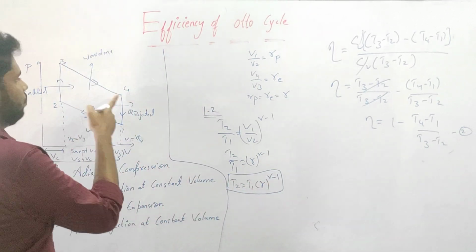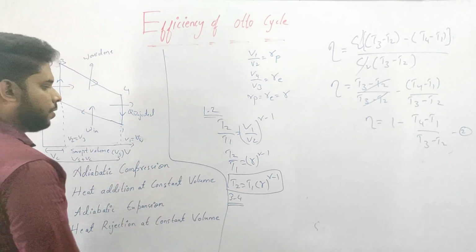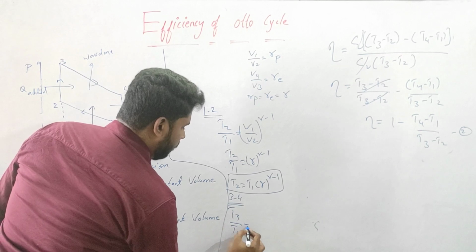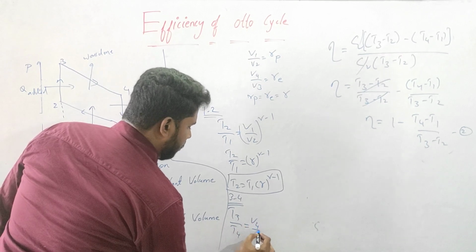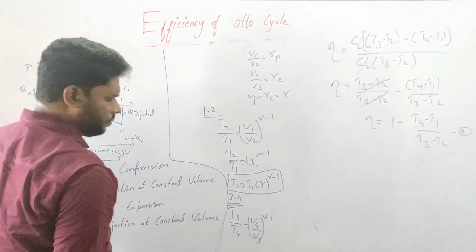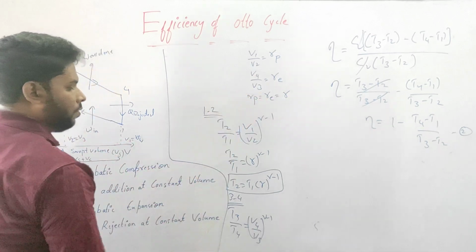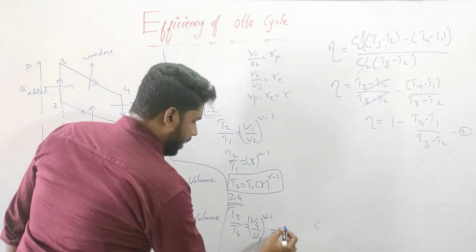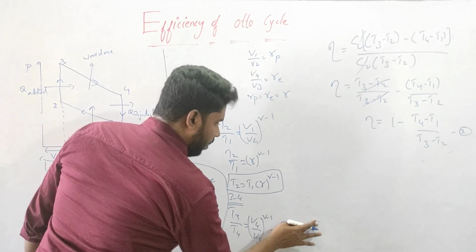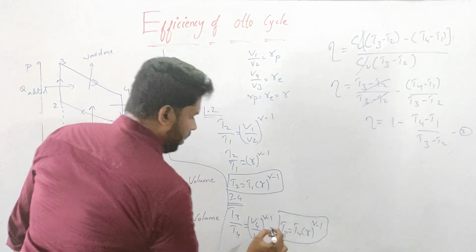Similarly, now I take the 3 to 4 process, because this is also an adiabatic or isentropic process. I can write T3 by T4 equals (V4 by V3) to the power of gamma minus 1. Again, V4 by V3 is the expansion ratio, which is equal to R. So from this relation I can directly write T3 equals T4 R to the power of gamma minus 1.